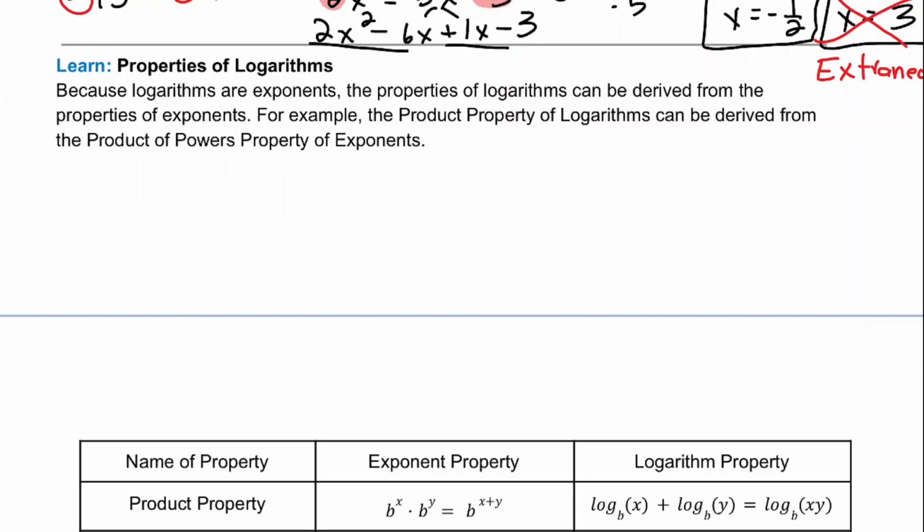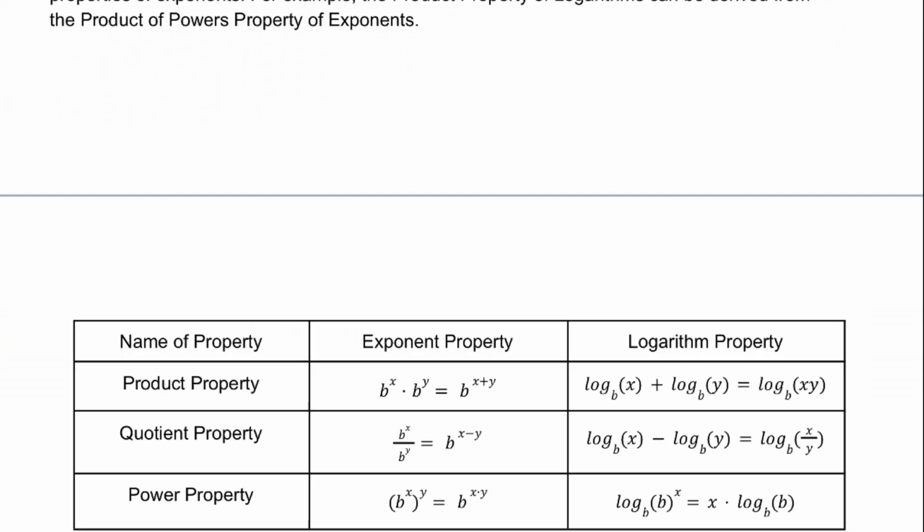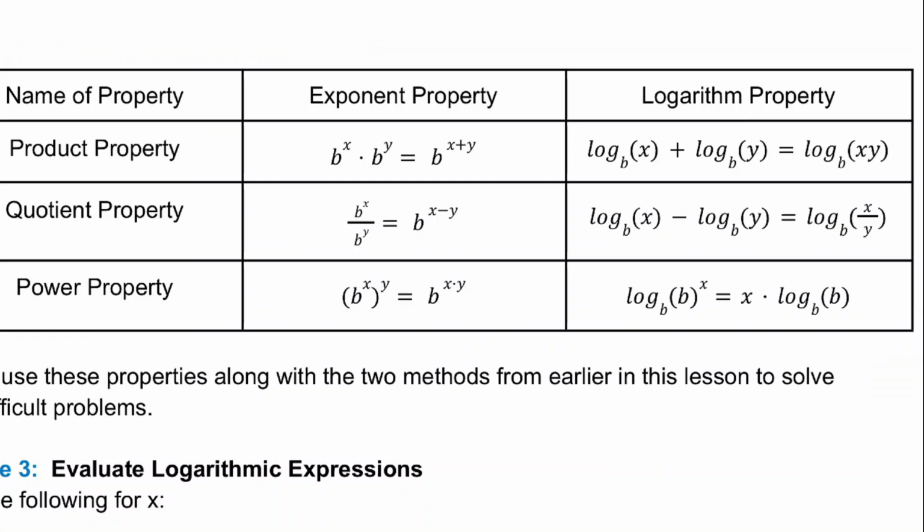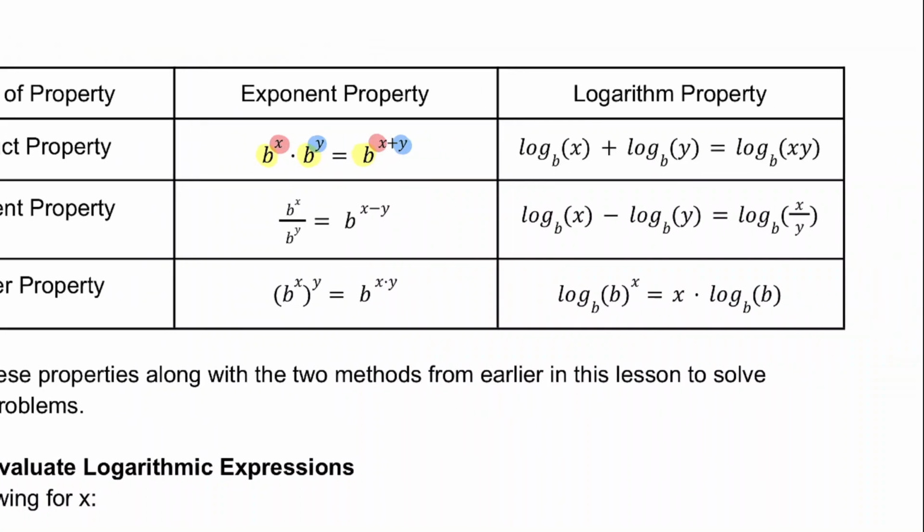Because logarithms and exponents are pretty much the same, we can derive the properties of logarithms from the properties of exponents. For example, the product property of logarithms is basically the same as the product of powers property from exponents. So you can see the similarities. If you remember in our last unit, if we had two bases with different exponents, we could combine them into one base and add the exponents together, doing x plus y. Kind of the same thing with logarithms.